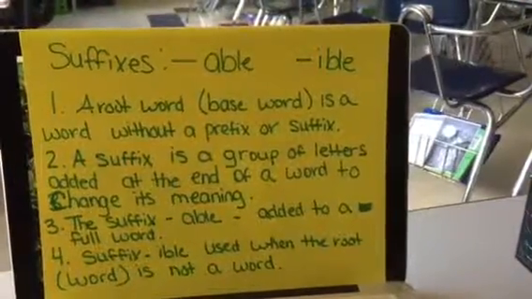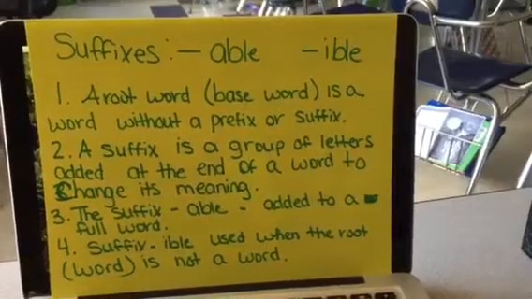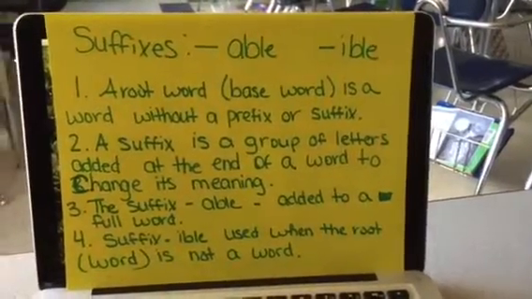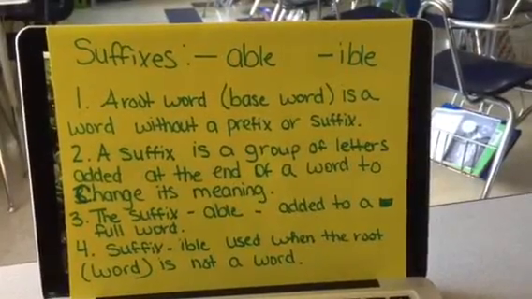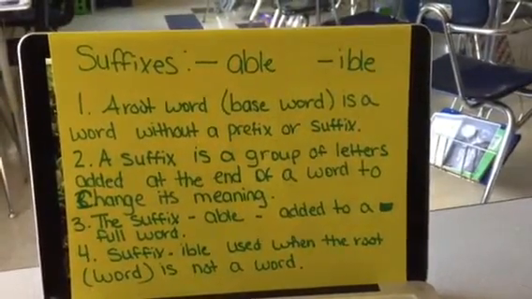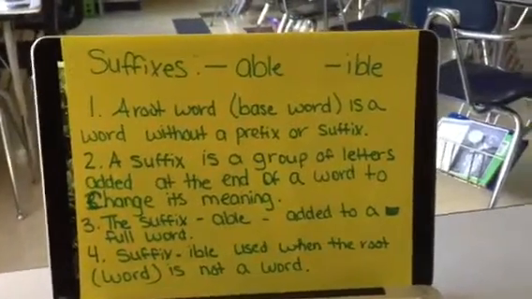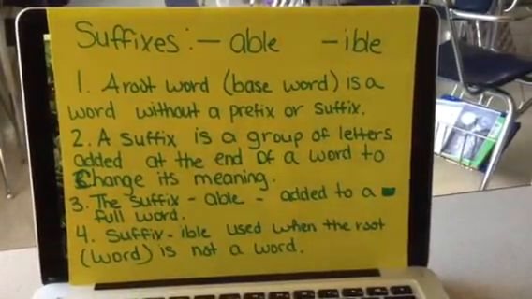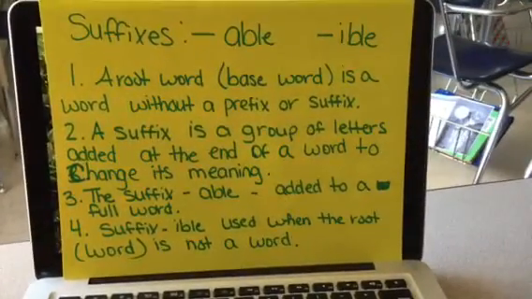Alright, you guys, we're getting ready to do another spelling lesson. This week we're going to talk about suffixes, and the two suffixes we're going to talk about are able and ible. And as you know, a suffix is added to a root word, a word that can already stand alone. A root word or a base word is a word without a prefix or a suffix. Prefix meaning it goes at the beginning of the word, and suffix meaning it comes at the end of the word.